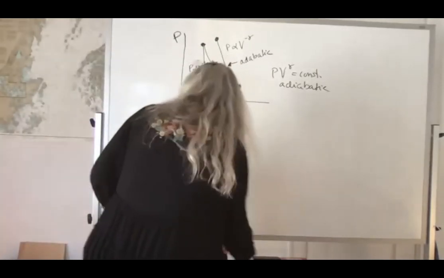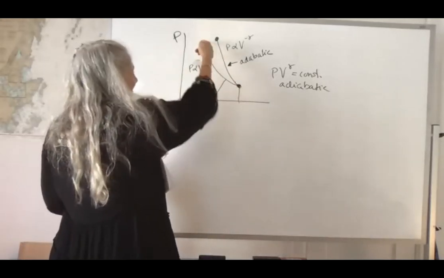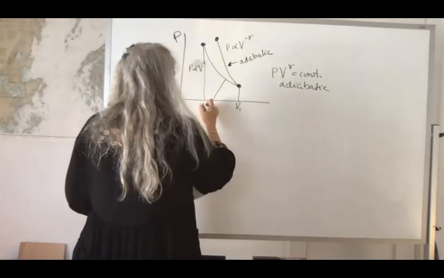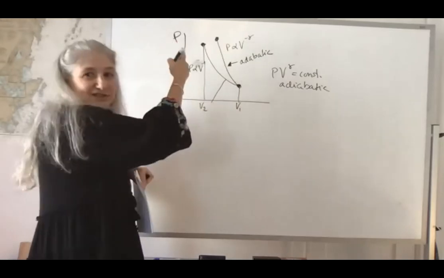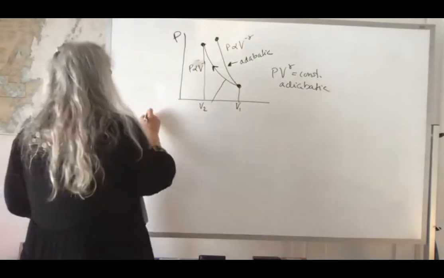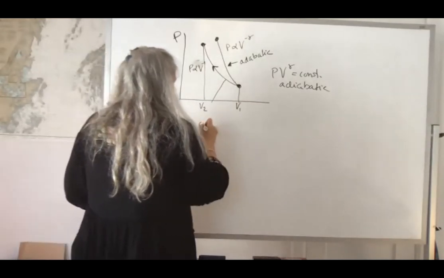So let's do an isothermal compression. If I start here and I wind up there, this would be V1 and this is V2, but I'm going to a smaller volume and a higher pressure, so that's compression. If I go in this direction, it's compression. So let's do isothermal compression.